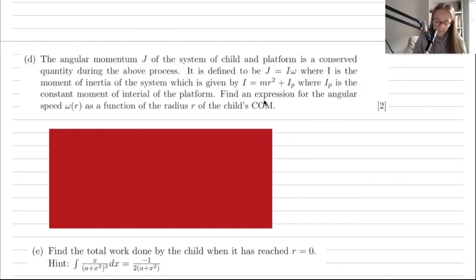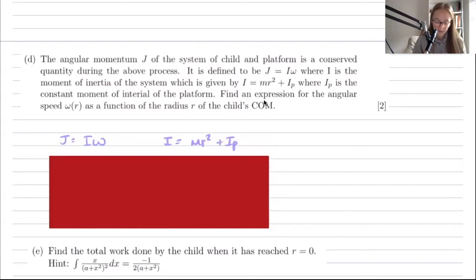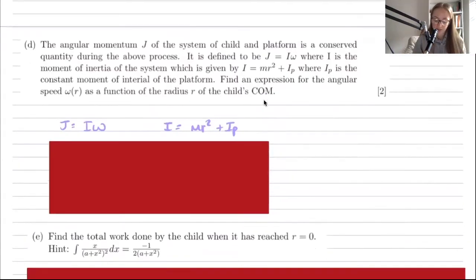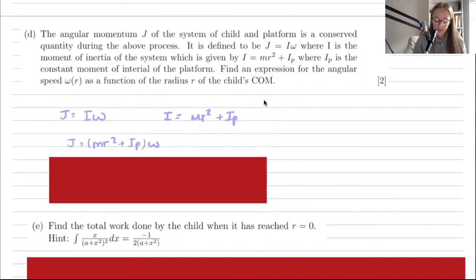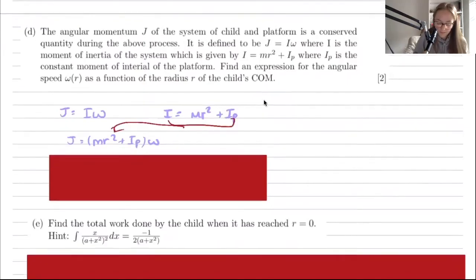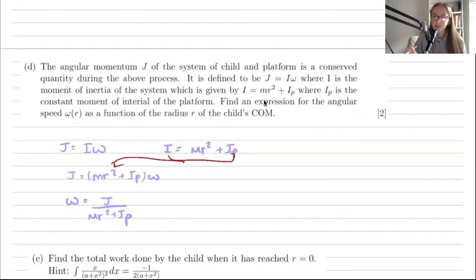So there's a lot going on here. There's a lot of information that you don't really need to know. It's honestly just subbing in equations. So they've told us that J is I omega and I is mr squared plus IP. So we can stick in this value for I in here. And then we just rearrange it for omega. So you don't need to understand what any of that is. You just need to be able to rearrange an equation.